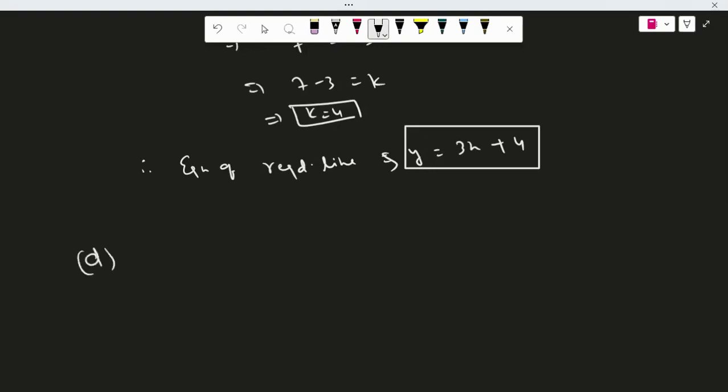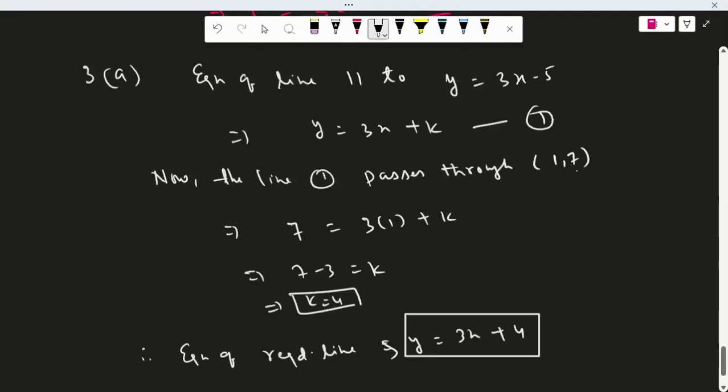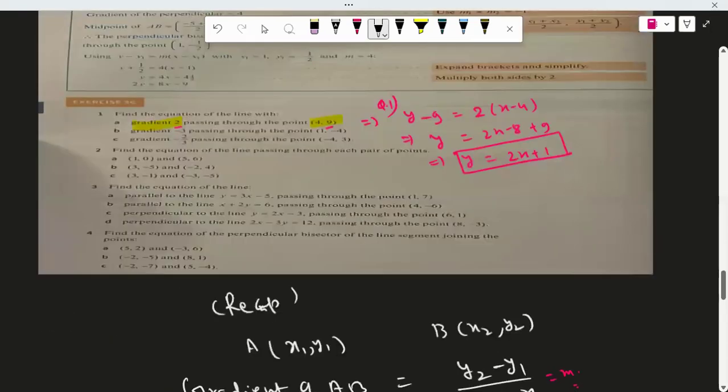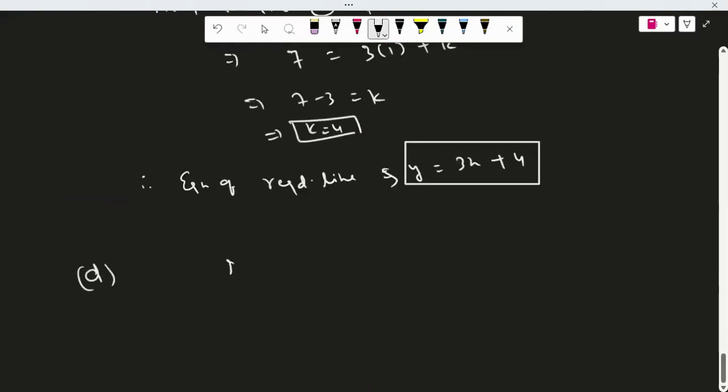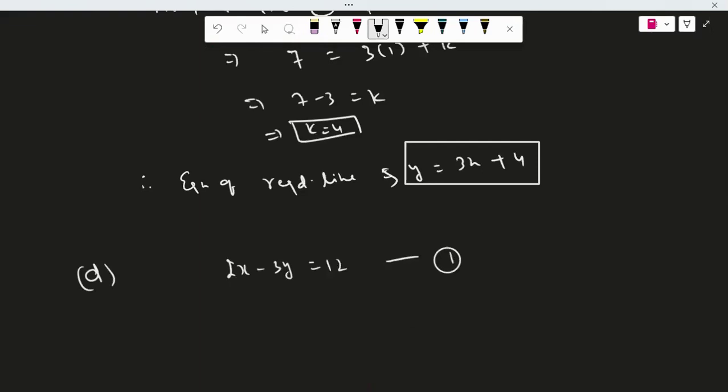Yes, for part d: if two lines are perpendicular, then the product of their gradients will be minus 1. So we have a line 2x minus 3y equals 12, and we need the equation of a line which is perpendicular to this. So first we will find the gradient.